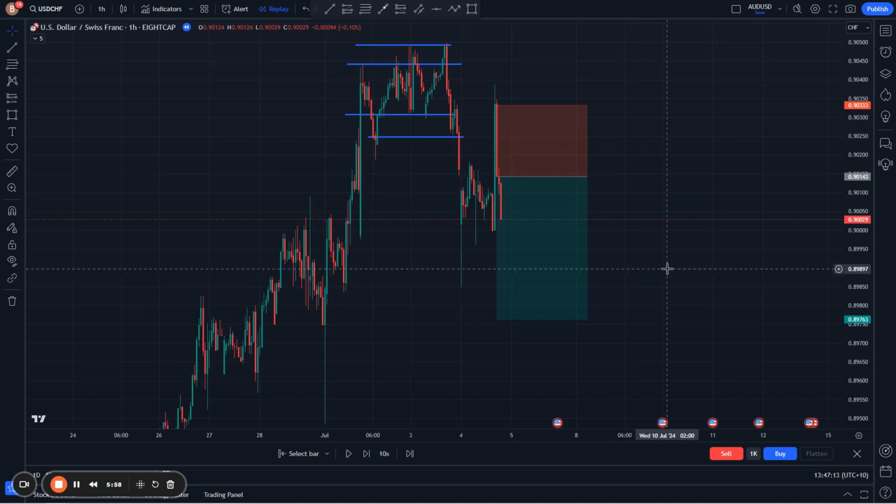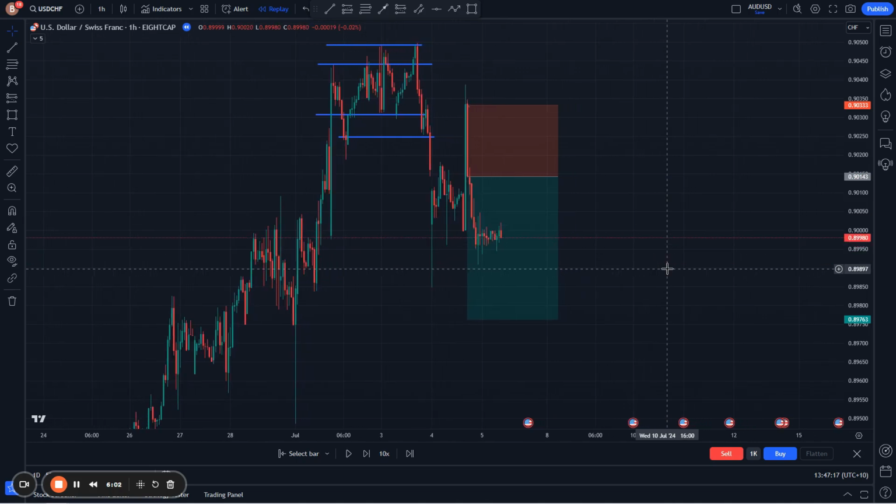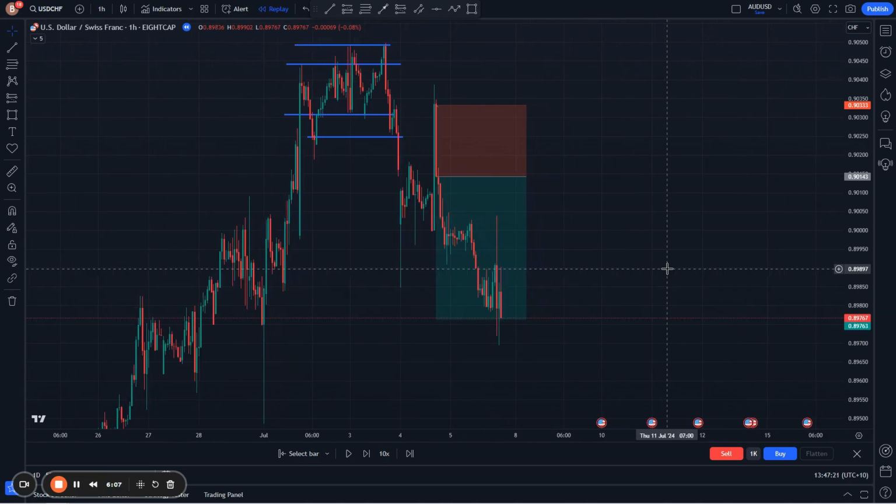The market manages to drop down here, keeps on going, messes around for quite some time, and eventually we will get the move that we want. And you win. Let's move on to another example that happened recently.